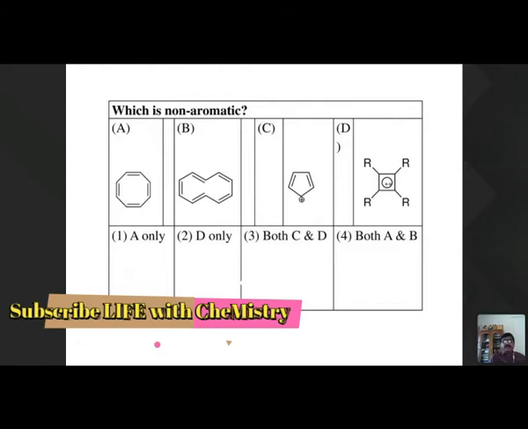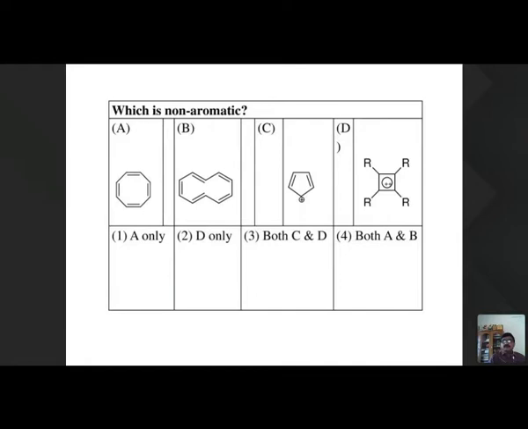One minute, or 30 seconds, better, preferably 30 seconds. You can give the answers in the chat box. So now it's an easy question. Now you can check.